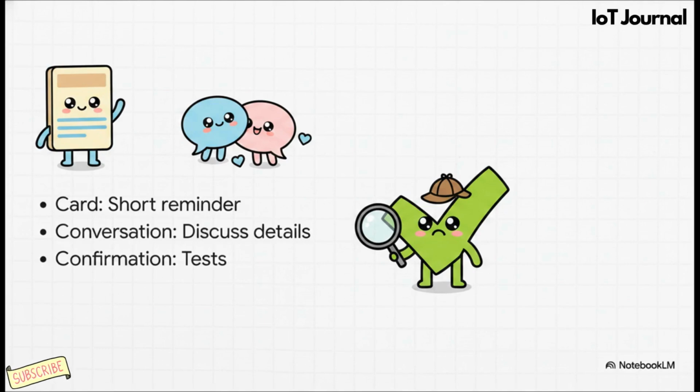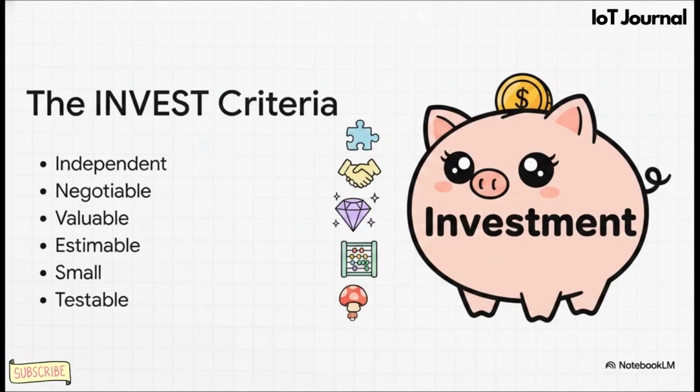The magic really happens when the team talks it out with stakeholders. And confirmation is all about the tests and criteria that actually prove the story is finished. You also want to make sure your stories are an excellent investment. This is a brilliant little checklist.